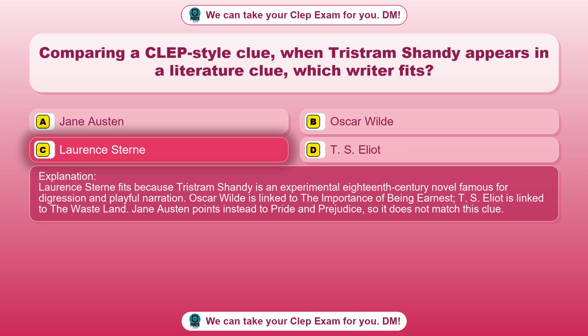Laurence Sterne fits because Tristram Shandy is an experimental 18th-century novel famous for digression and playful narration. Oscar Wilde is linked to The Importance of Being Earnest. T.S. Eliot is linked to The Waste Land. Jane Austen points instead to Pride and Prejudice, so it does not match this clue.